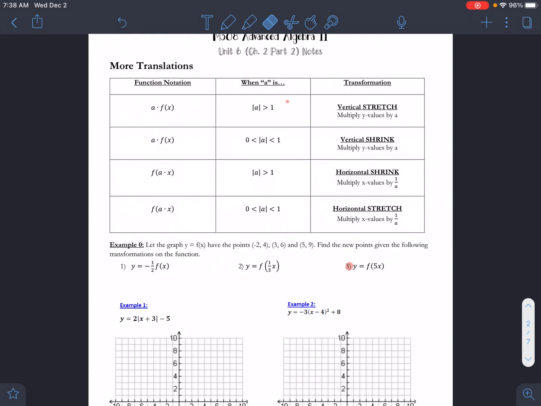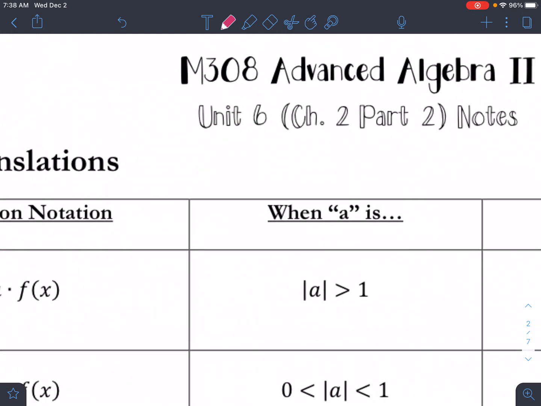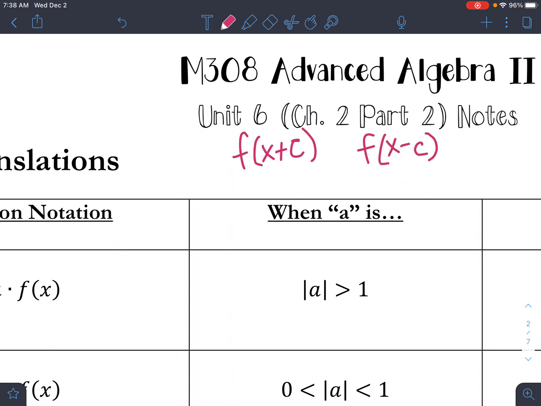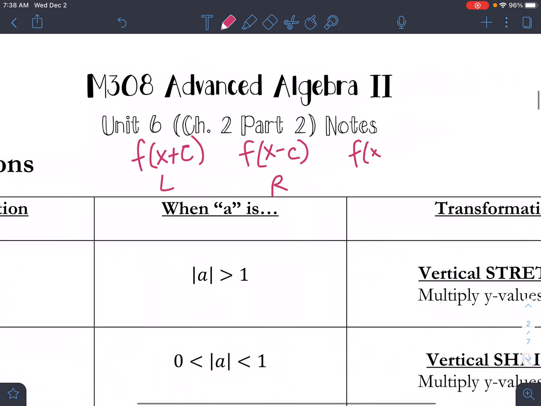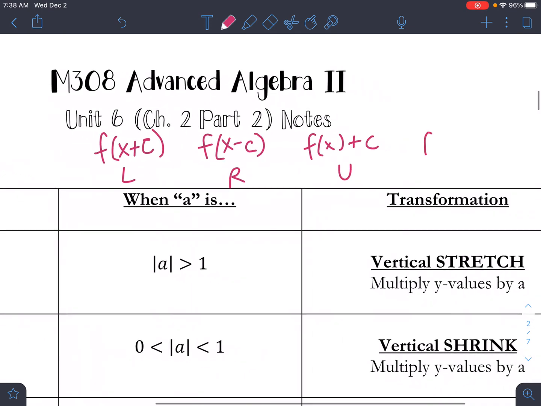Hi everyone, so today we're going to be working on more translations. Just as a reminder, the ones that we already did: f of x plus something inside, f of x minus something inside, this would be left, this would be right, and then we also had f of x plus something on the outside, this would be up, and f of x minus something on the outside, this would be down.